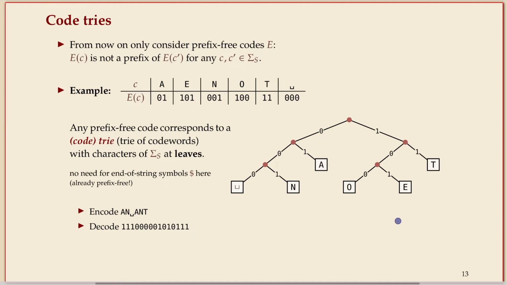So let's do a different example. This is a code that is prefix-free. And here's the code trie for that. So you can follow any path down. You never stop in an internal node. You always continue to a leaf, and then you find uniquely which letter that code word corresponds to.